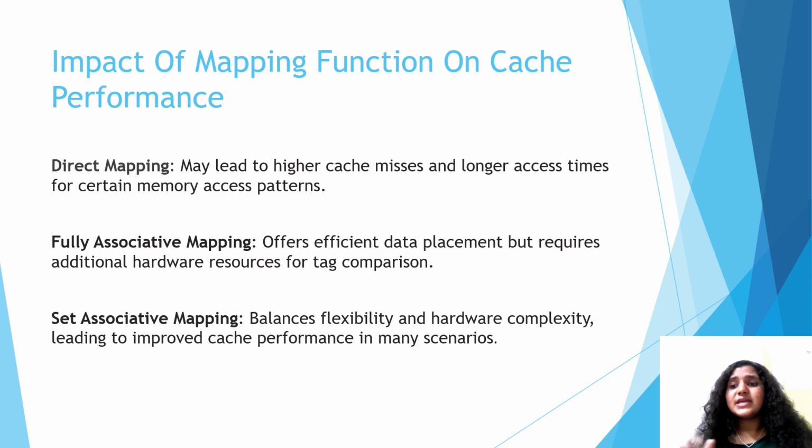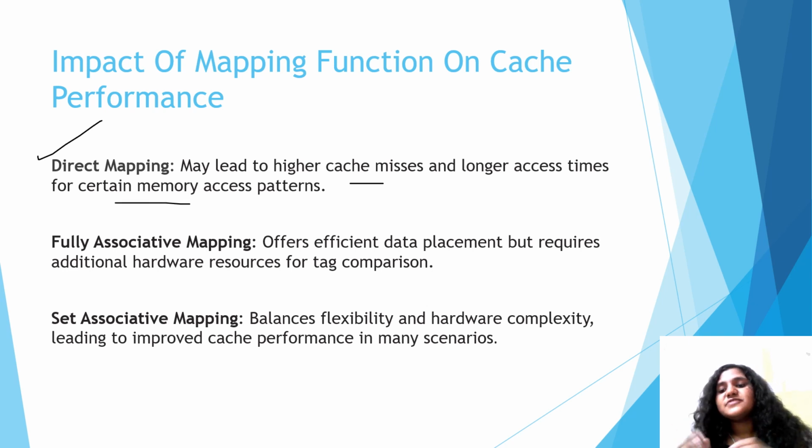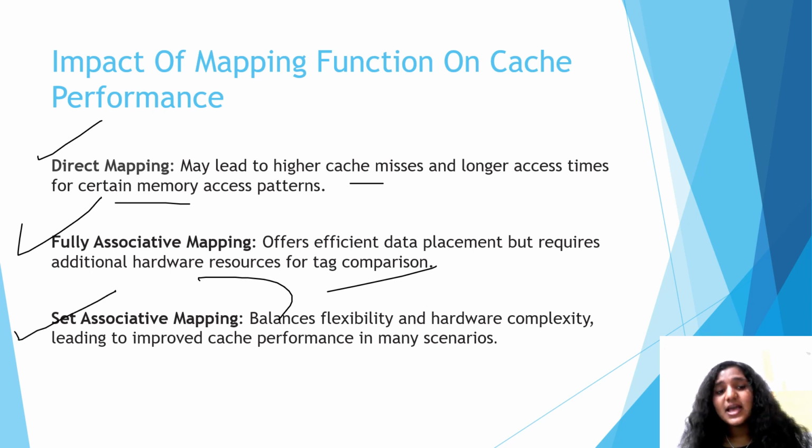And let us also see the impact of these mapping functions on cache performance. Direct mapping may lead to higher cache misses, and longer access times for certain memory access patterns. That is a disadvantage of direct mapping. So the performance will be much lower in direct mapping because of the occurrence of cache misses. Fully associative mapping offers efficient data placement but requires additional hardware resources for tag comparison. Next, set associative mapping balances flexibility and hardware complexity, leading to improved cache performance in many scenarios. These are the impacts on cache performance.